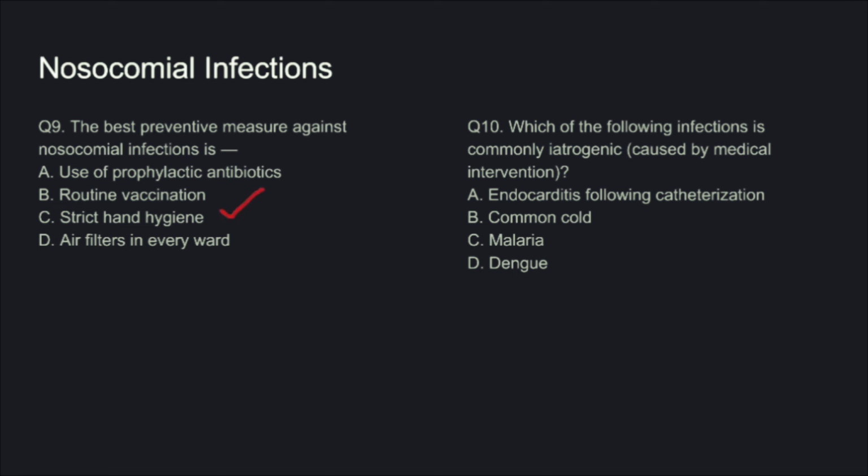Question number 10. Which of the following infection is commonly iatrogenic, that means caused by medical intervention? Options are A, endocarditis following catheterization, B, common cold, C, malaria, and D, dengue. So the correct answer is option A, endocarditis following catheterization.